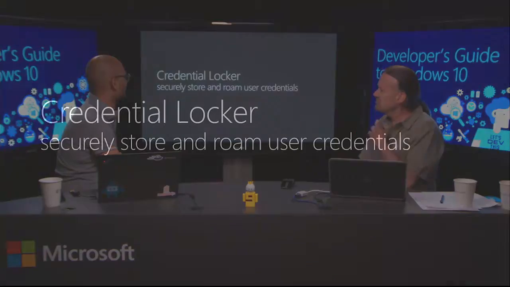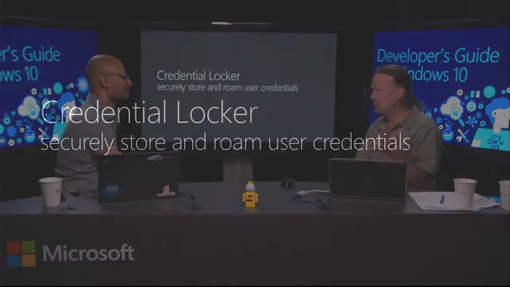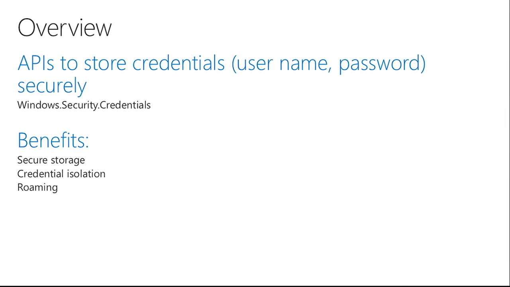Now, there's a complementary thing which also does roaming. There's a lot of roaming going on throughout Windows about sharing this experience across different things. Credential Locker is really, really useful. It's an API to store credentials securely. They are encrypted, and these also roam across your different devices. So it allows scenarios where you can prompt a user for some credentials in order to access a service or something.